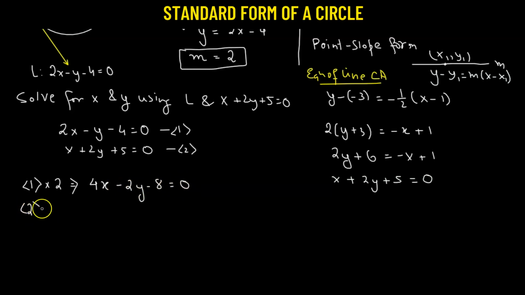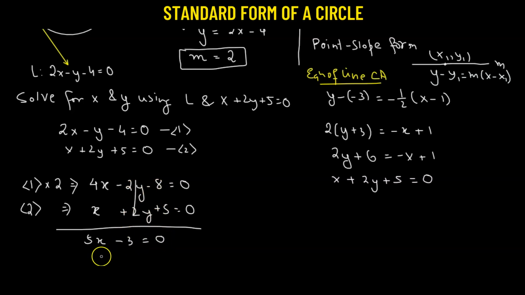And then we'll take equation number 2, which is x plus 2y plus 5 equals 0. So we get 4x plus x, that's 5x. 2y and negative 2y cancel out. Negative 8 plus 5 is going to be negative 3, so that's equal to 0. Solving for x, we get 3 over 5.